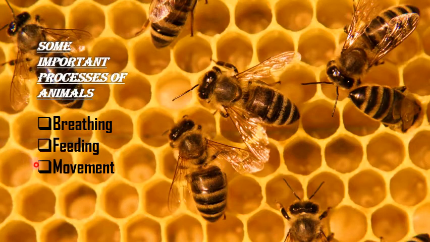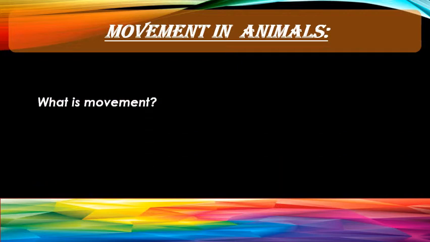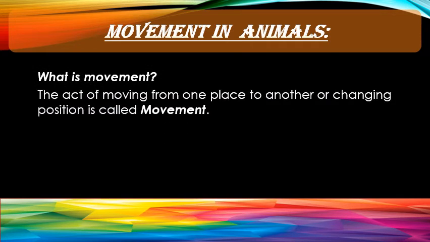Now, in the next class we will learn the process of movement in detail, but here we are going to know what movement is. This process is going to be the last process of our chapter, and that is movement in animals. We will learn a few things about movement in this chapter, and the rest will be discussed in the next class. First of all, we should know what movement is. Movement is the act of moving from one place to another or changing position.